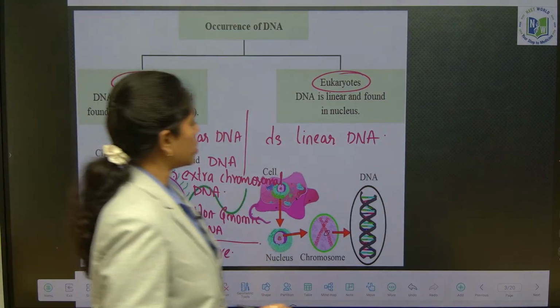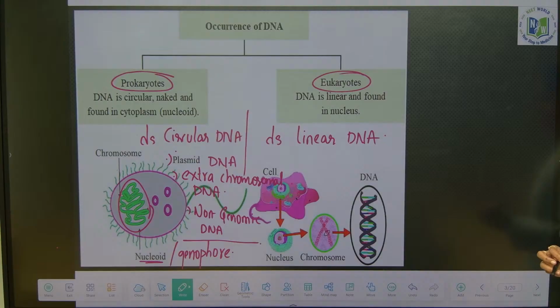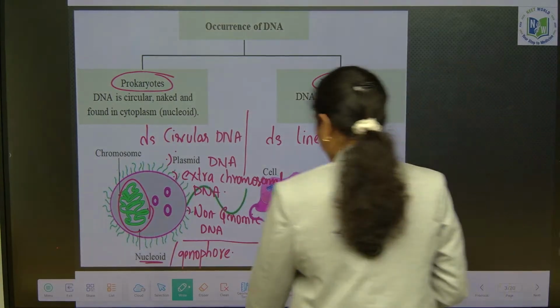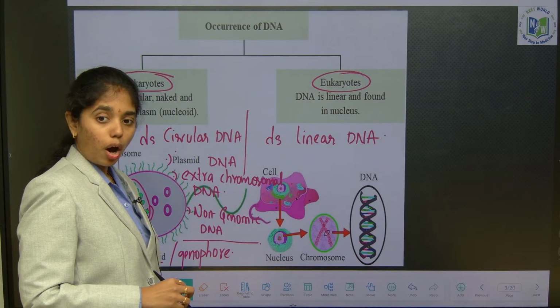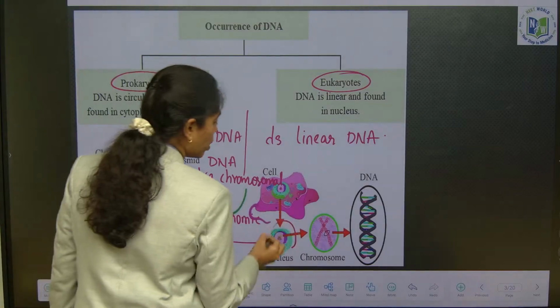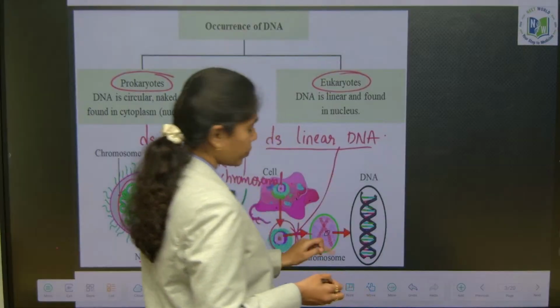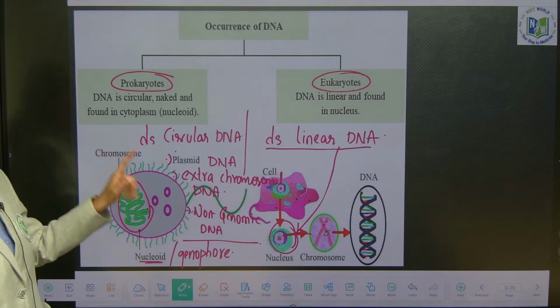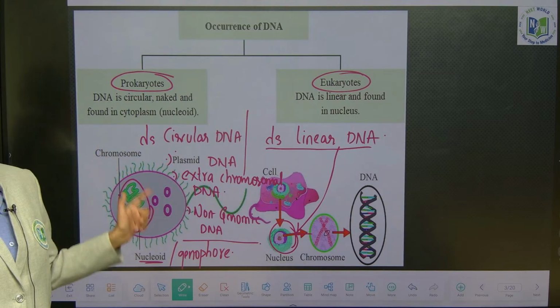Now in eukaryotes, DNA is linear and it is found in the nucleus. So here you have double-stranded linear DNA. And here there is clear-cut compartmentalization of organelles or cellular constituents in the cytoplasm. One such compartment is the nucleus. Inside a nucleus only this double-stranded linear DNA is present. So now we are aware of what types of genetic materials are present in prokaryotes and eukaryotes and where this DNA occurs.